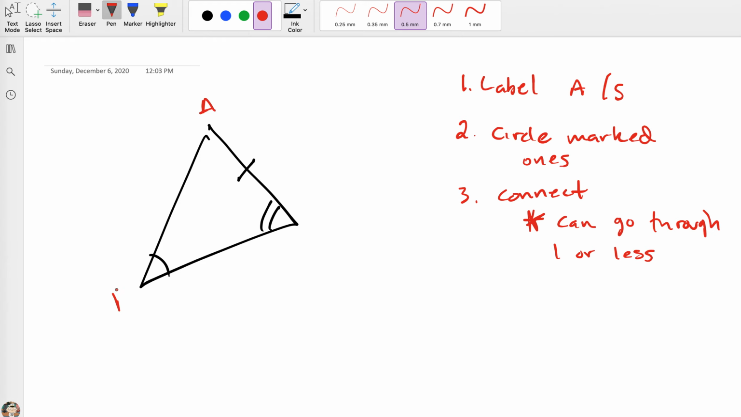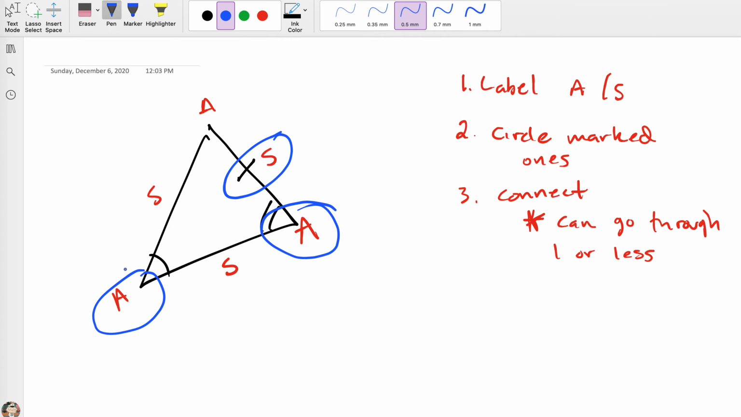So we mark the A's for angle. We put an S next to the sides. And the ones we were given with congruence markings are the S, the A, and an A over here. So you might ask, well, how do I connect it? Do I connect with these two? And no, my rule says I could only go through one or less.